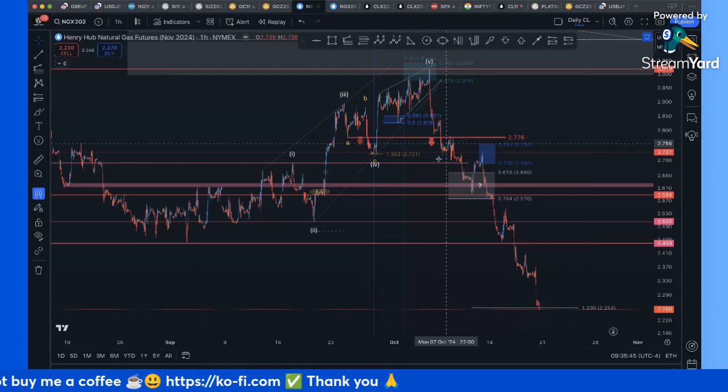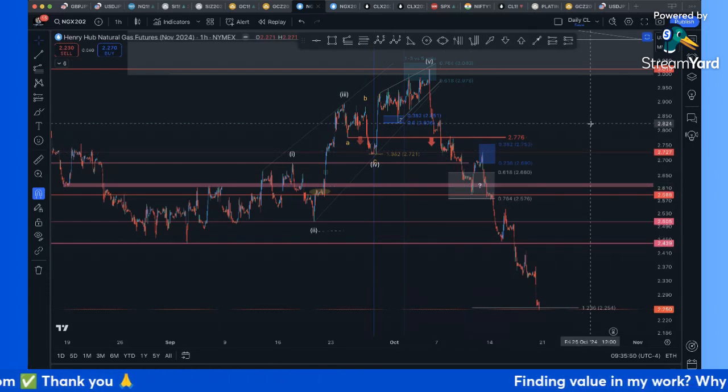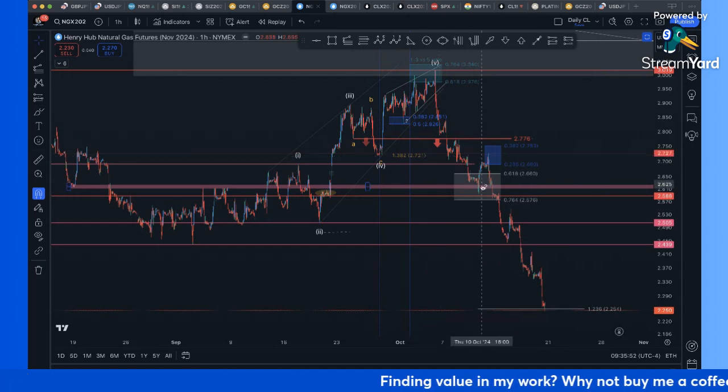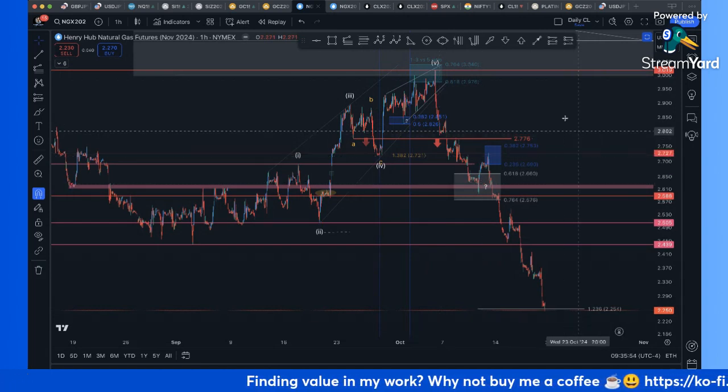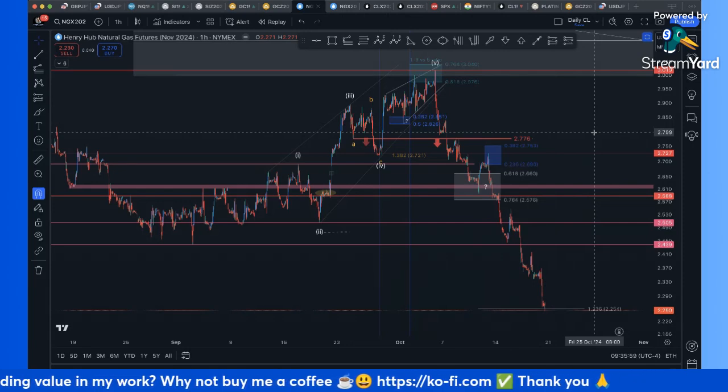natty gas is bullish. They tried to get long here. They tried to get long here. They tried to get long here. I didn't. I just stayed out of it because the structure of it is bearish. And if you know enough about natty gas, you know that it is a crazy, wild instrument to trade.